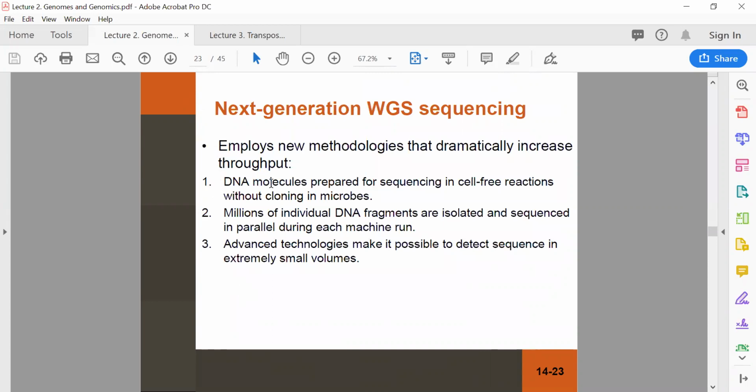So in step number one, the DNA molecules are prepared for sequencing in reactions that don't require any cells. So you don't have to use any sort of microorganisms to clone your DNA molecules for you. Number two, millions of individual DNA fragments are isolated, and then they're sequenced at the same time during each machine run. Number three, advanced technologies make it possible to actually detect that sequence in really, really small volumes.